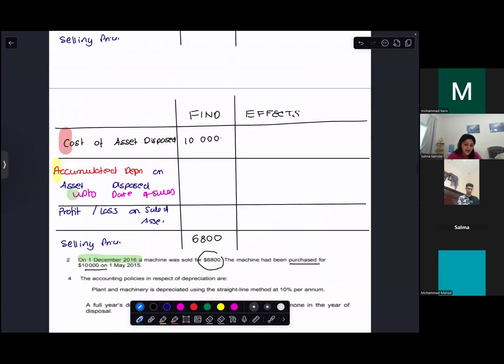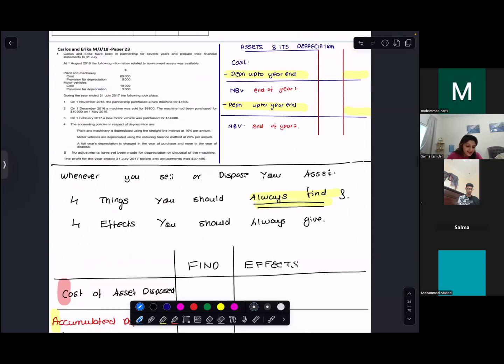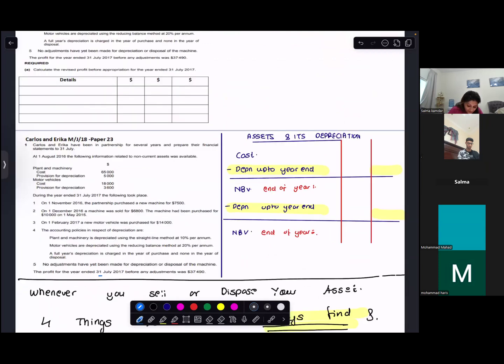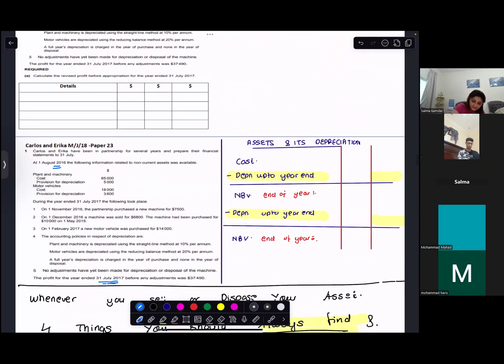Okay. Now for this, I need to go back to the question and see. I am preparing my statements for 31st July 2017, and the year is starting on 1st August 2016. So my current year is starting in 16, ending in 17. It is starting in August 16, ending in July 17. Are you with me?